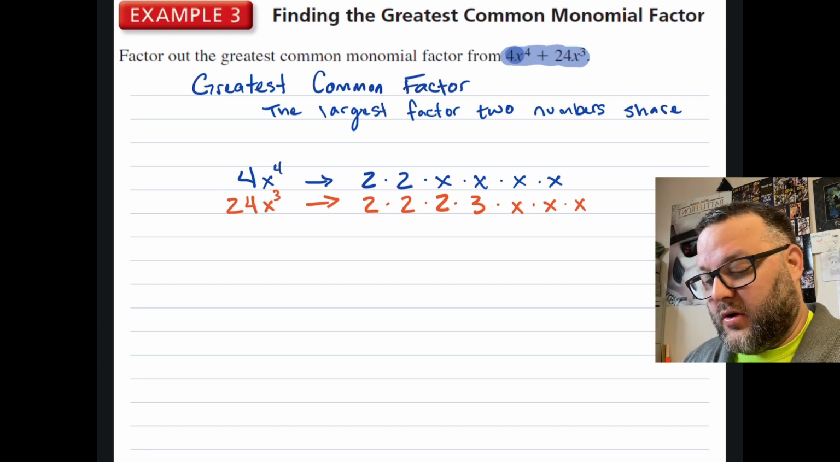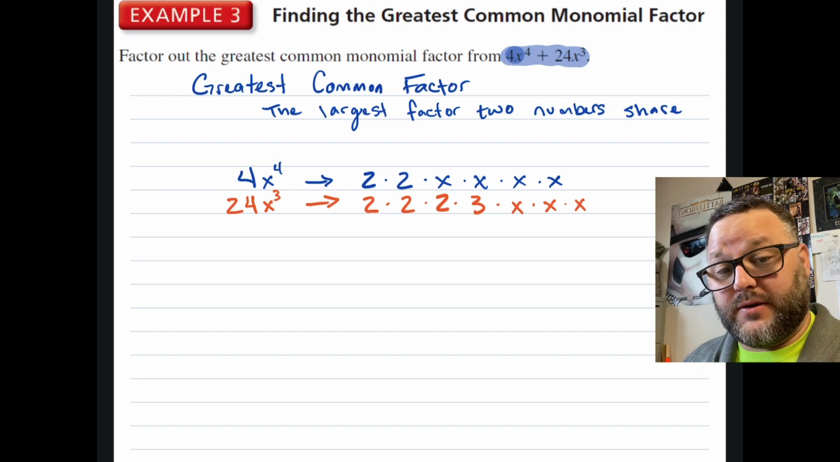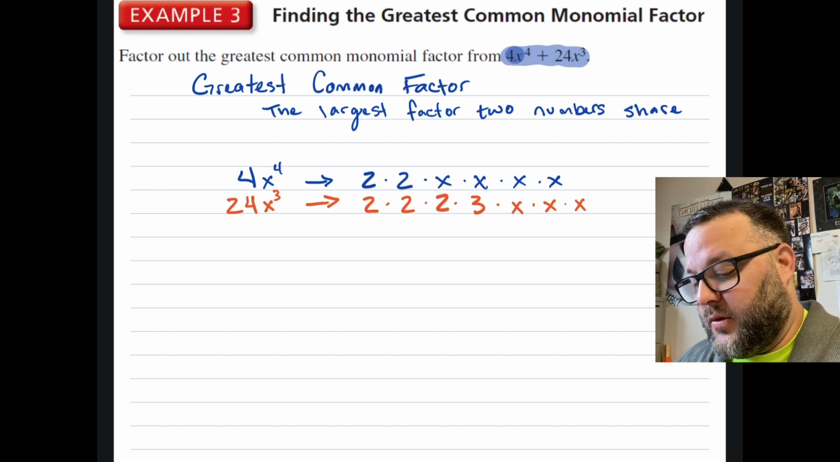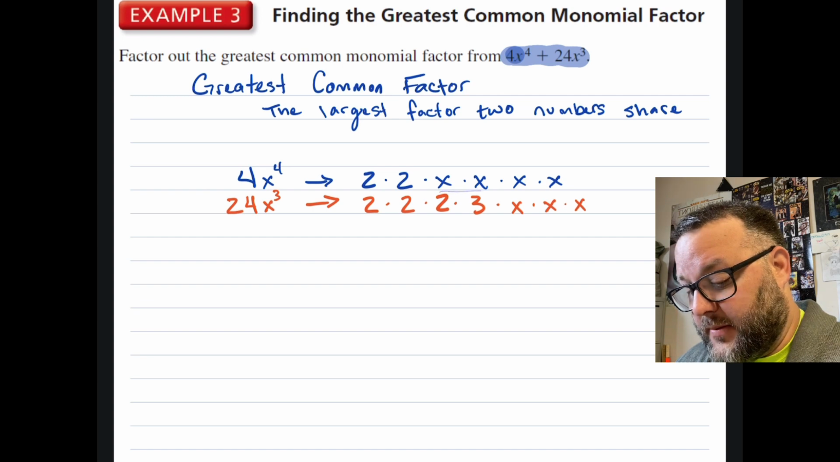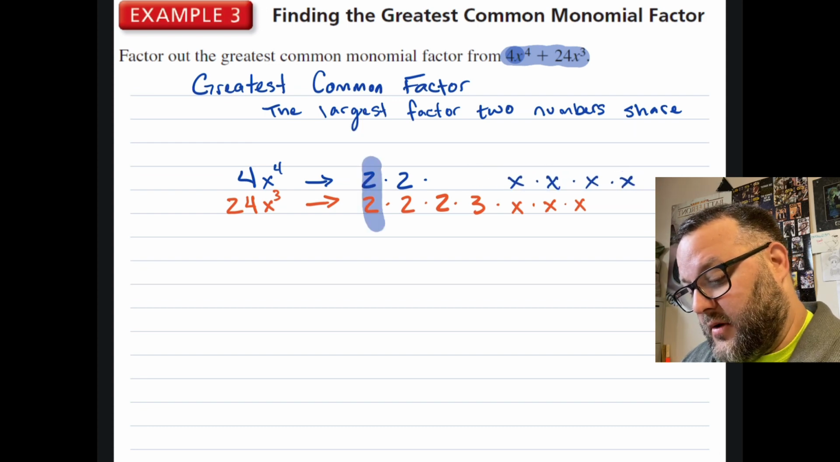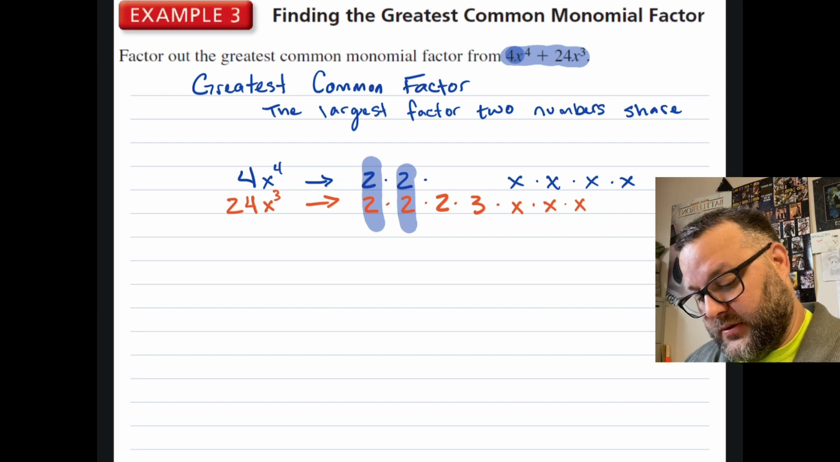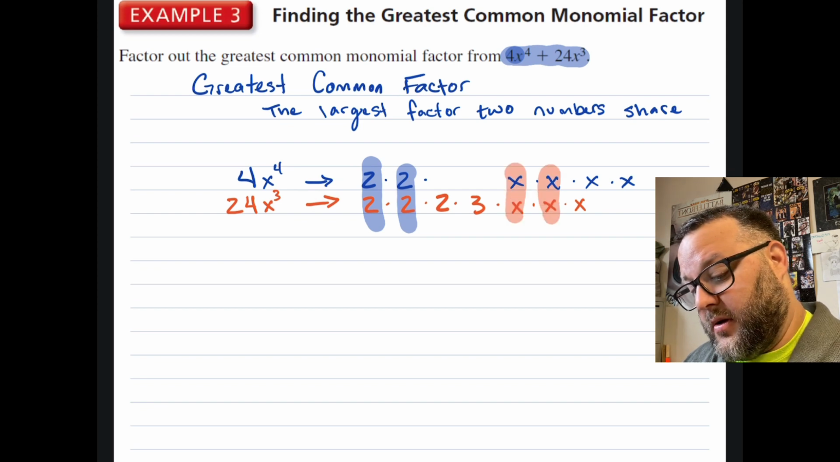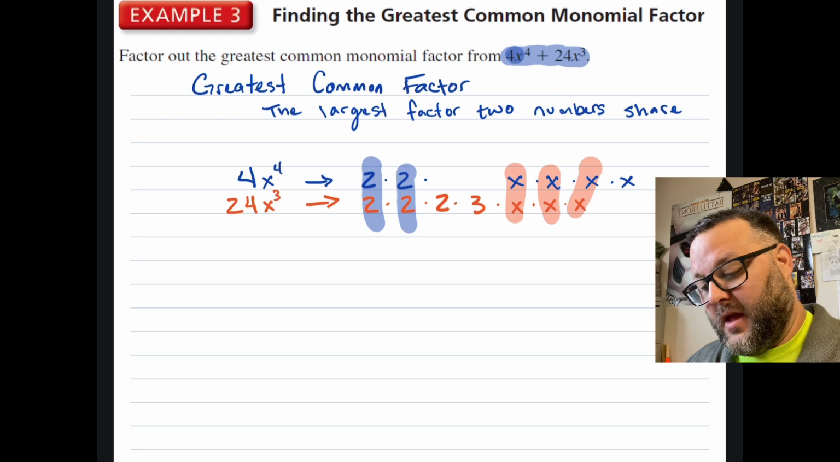So notice off to the right for each of these monomials, I've already written out their factors. Now, this is not the greatest common factor. What we've got to do next is find that greatest common factor. And what I'm going to do is group these up so they are similar. If you look now, I've grouped up those 2's, and here I'm grouping up the x's.